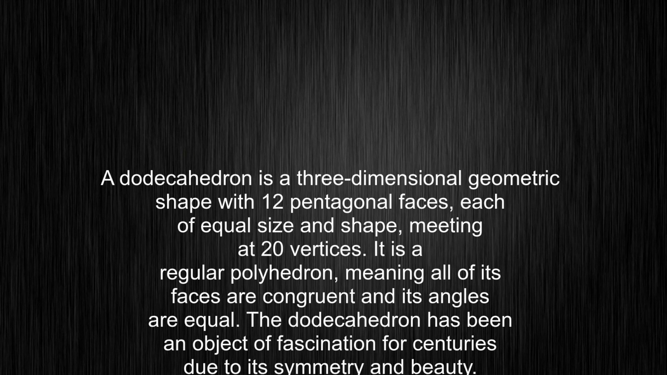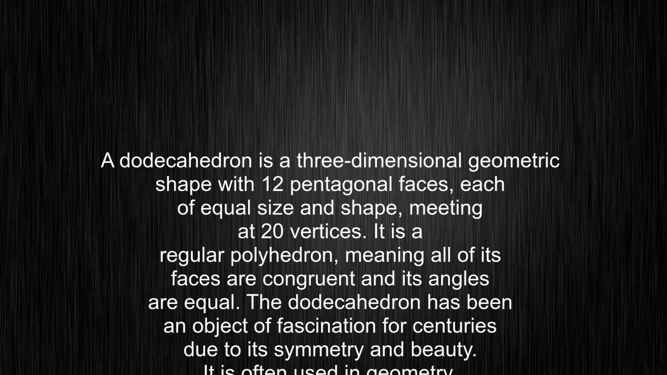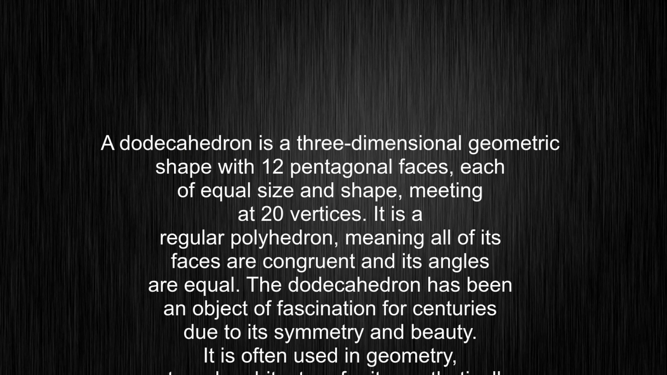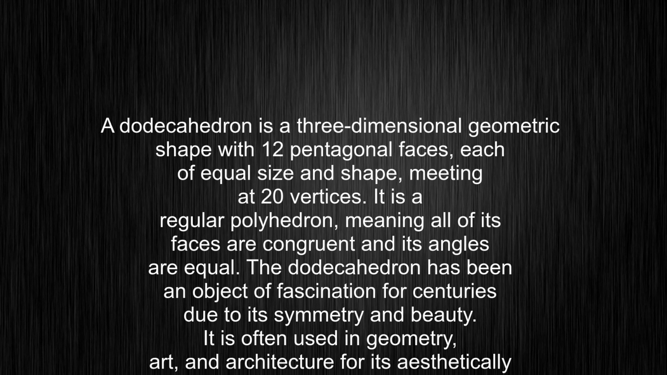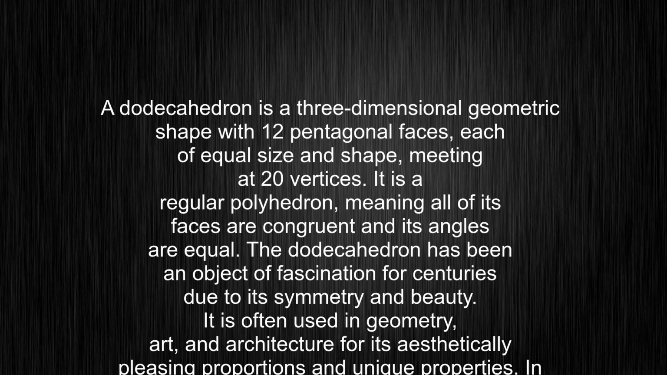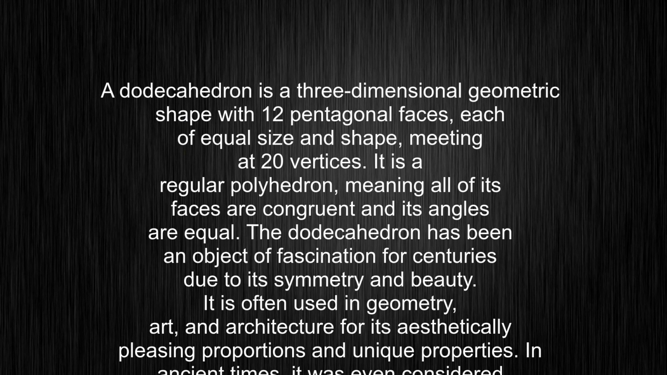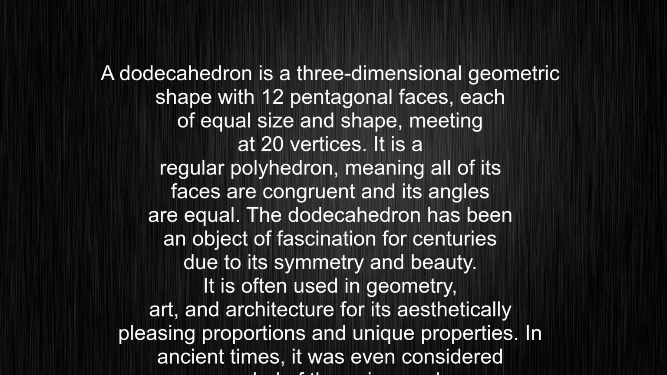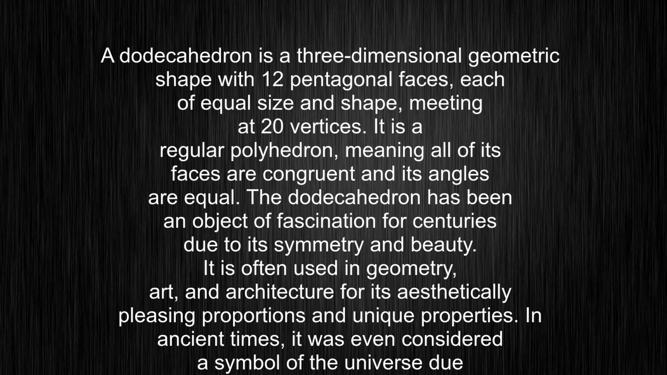A dodecahedron is a three-dimensional geometric shape with 12 pentagonal faces, each of equal size and shape, and 20 vertices. It is a regular polyhedron, meaning all of its faces are congruent and its angles are equal.